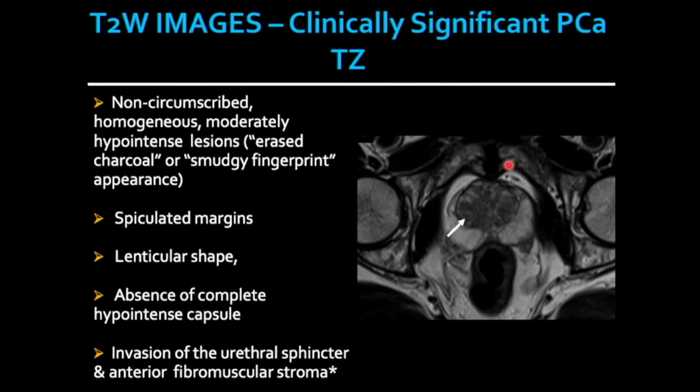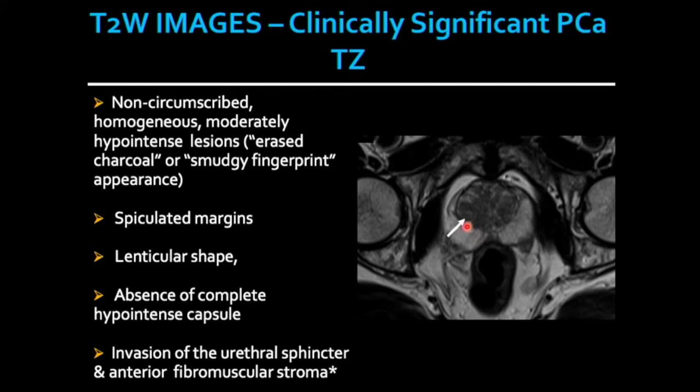As far as the transition zone is concerned, you see non-circumscribed homogeneous moderately hypointense signal. This is called the erased charcoal or the smudgy fingerprint sign. As if you've taken a fingerprint and that has got smudged. That is the appearance that you will see. If you see a well-defined lesion, then that is not a clinically significant prostatic cancer. That is likely to be a benign hyperplastic nodule. But if you see a smudged appearance or an ill-defined appearance, that is likely to be a clinically significant cancer.